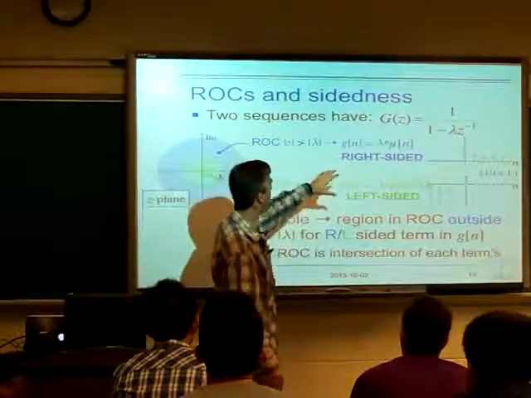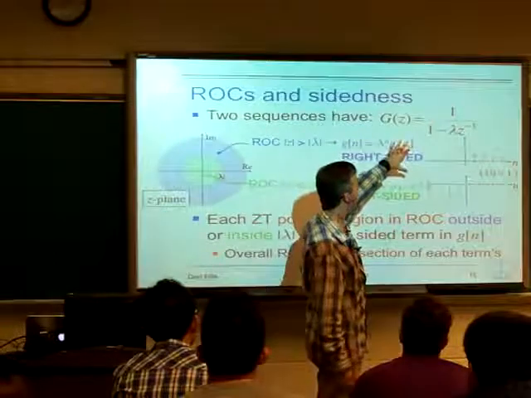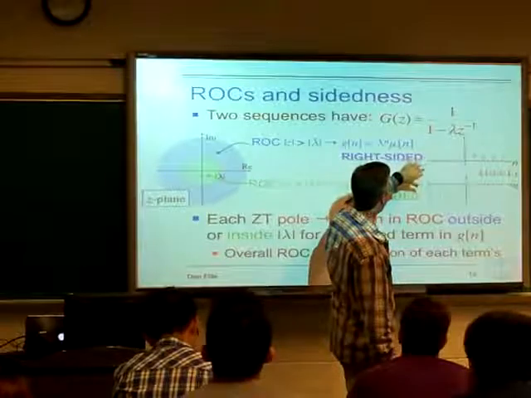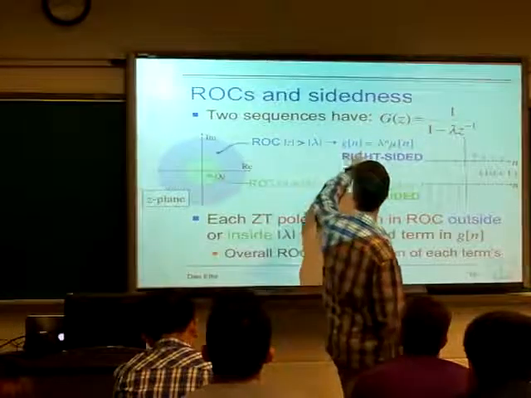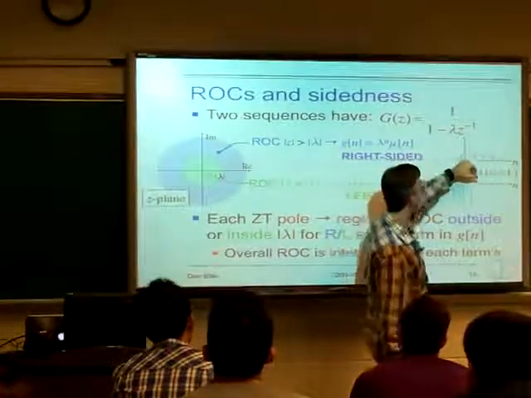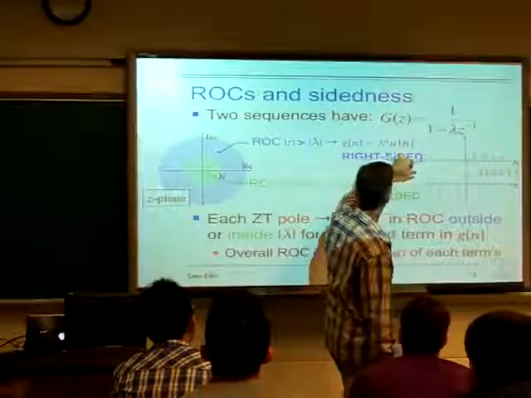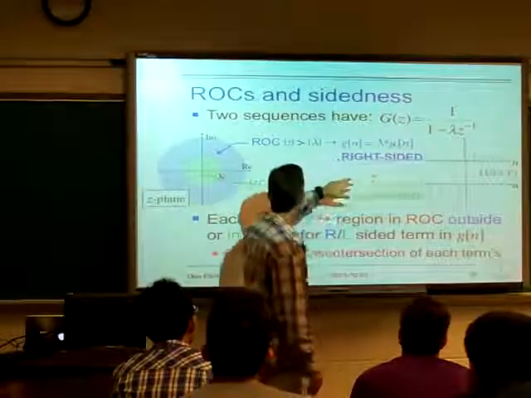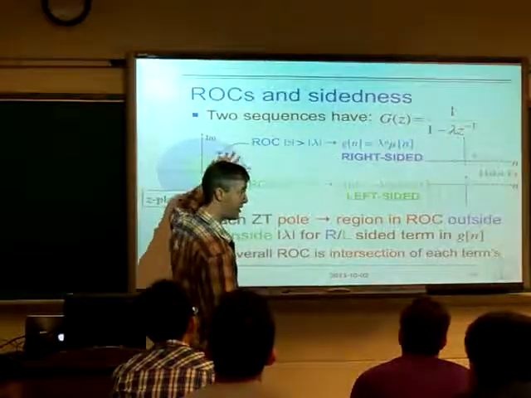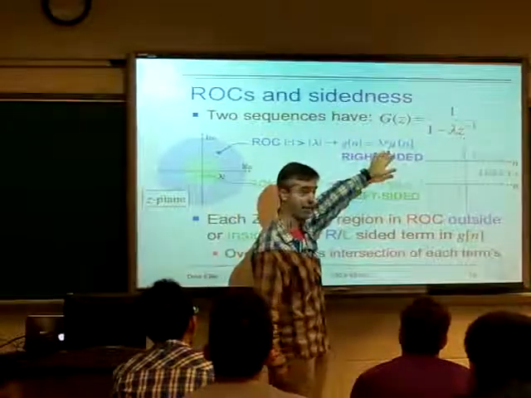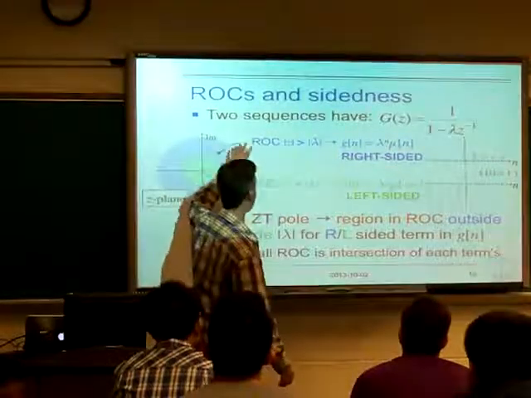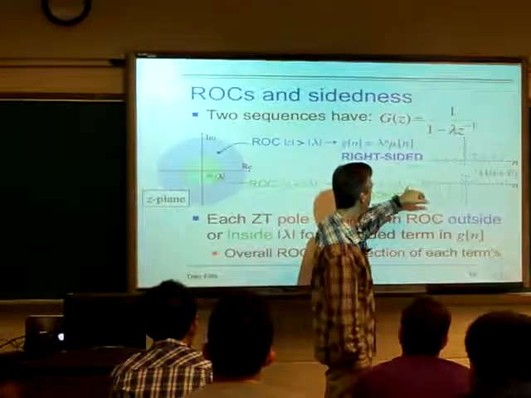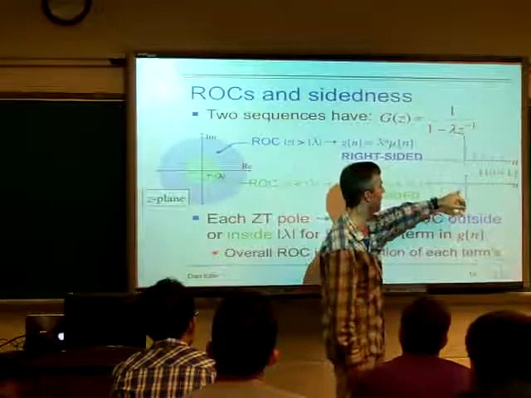So we saw before that if we have G of Z equal to 1 over 1 minus lambda z to the minus 1, for a value of lambda like 0.8, this would be the closed form expression for lambda to the n mu of n. It would have a region of convergence which is the outside of the circle, like this could be the solution to some LCCDE. And then we saw that if it was negative lambda to the n mu of minus n minus 1, it was like this.